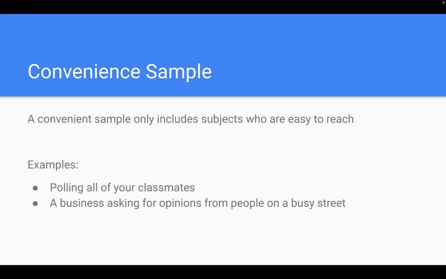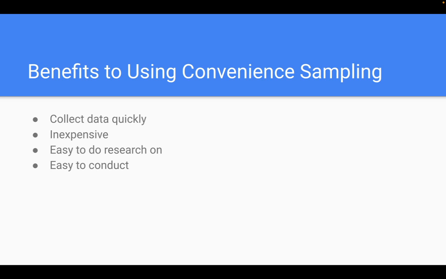So again, you're not sending out mass mailers here. You're just literally talking to the people or reaching people that are convenient for you to reach. So if you're in school, your classmates would obviously be a great example of that. So there are some benefits to this type of sampling. Some benefits of convenient sampling: you're able to collect the data quickly. It's often very cheap, and it's easy to do research with this. And it's also easy to conduct.